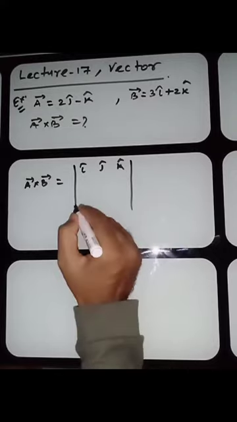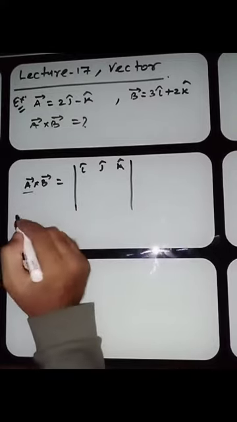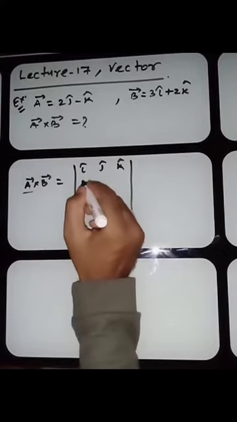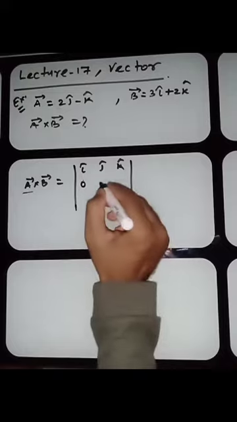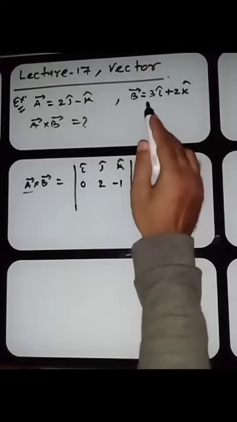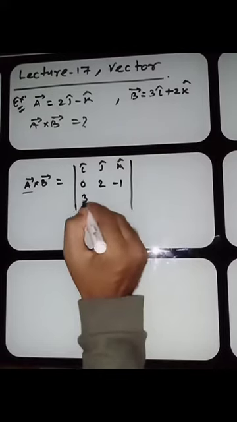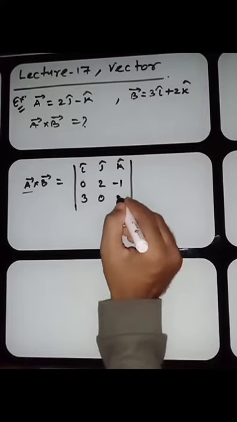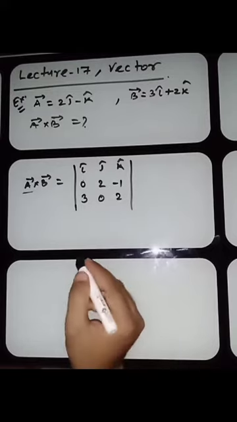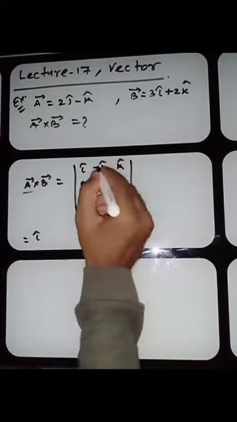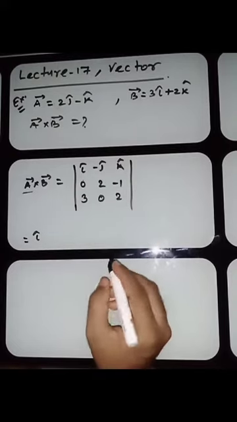But the coefficients, first you have to put the coefficients of A. Here the coefficient of i is not available, so 0. j is 2 and k is minus 1 for this one. For B, i is 3, j is not available, and k is 2. Now you have to solve this determinant. So start splitting. Provide here the minus sign.